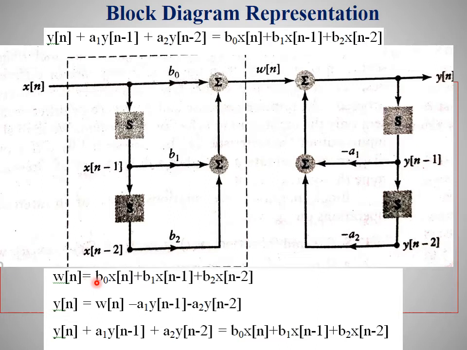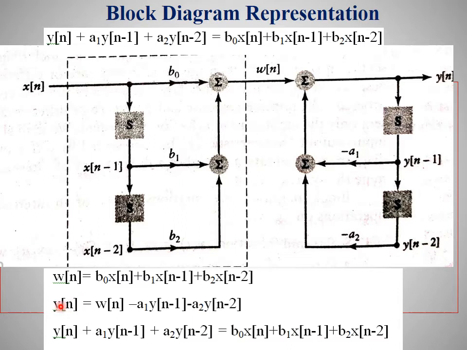So w of n is going to be equal to b0 x of n plus b1 x of n minus 1 plus b2 x of n minus 2. This is the starting point of the block diagram representation that is seen in this case.